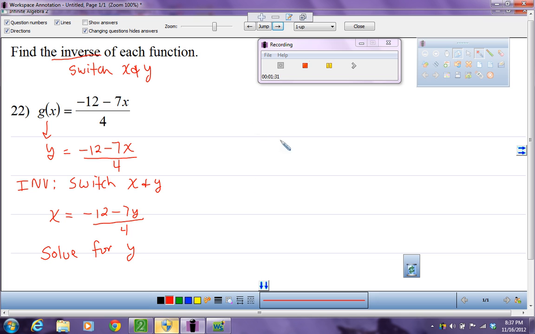for y. And remember the do and undo thing? According to PEMDAS, when we're ready to solve, it looks like we're ready to solve here, then we call that undo. We're undoing the y until we leave the y by itself. So when we look at the situation here, we have x equals negative 12 minus 7y all over 4.